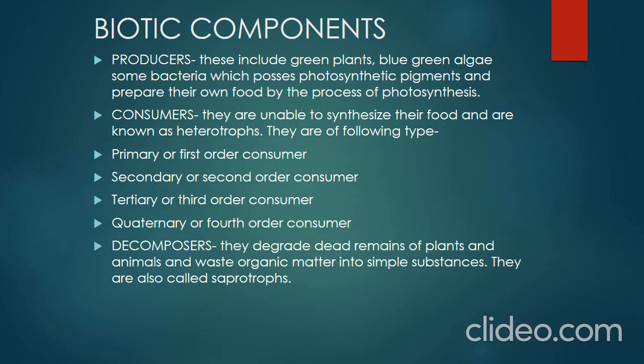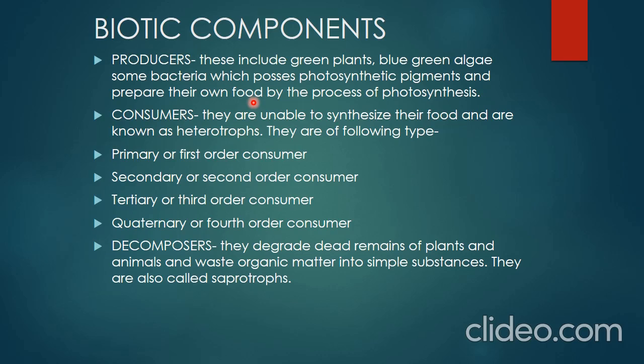Biotic components of ecosystem consist of producers. Producers include green plants, blue-green algae, and some bacteria which possess photosynthetic pigments and prepare their own food by the process of photosynthesis. Now we know green plants are the producers. So a green plant, blue-green algae prepare their organic food themselves. They are photoautotrophs or simply autotrophs.